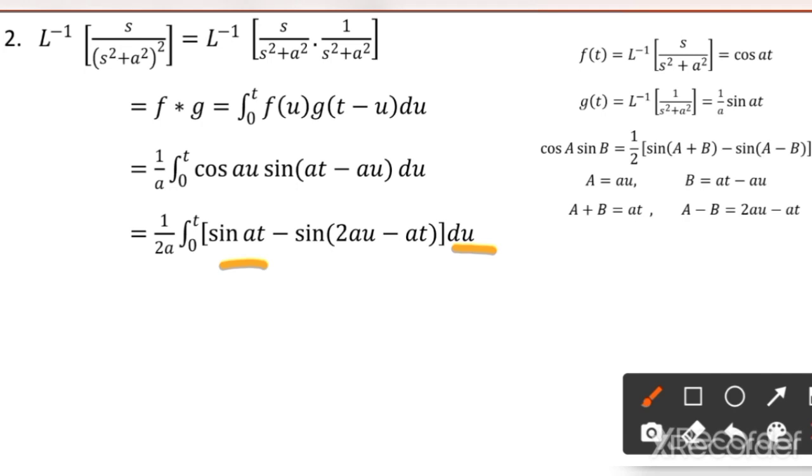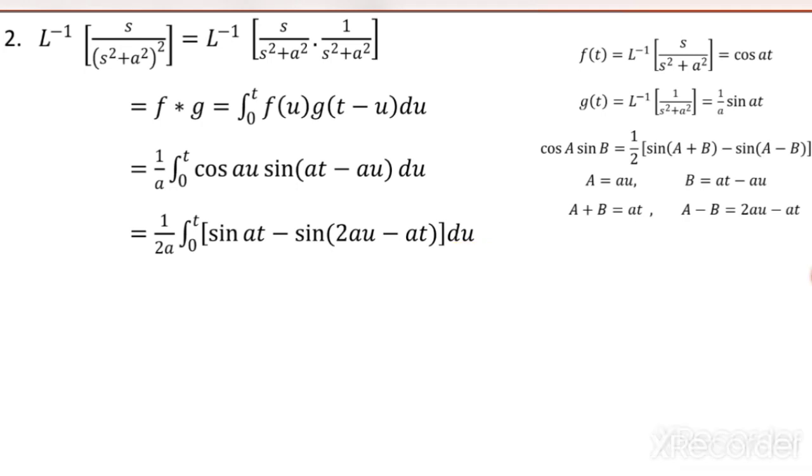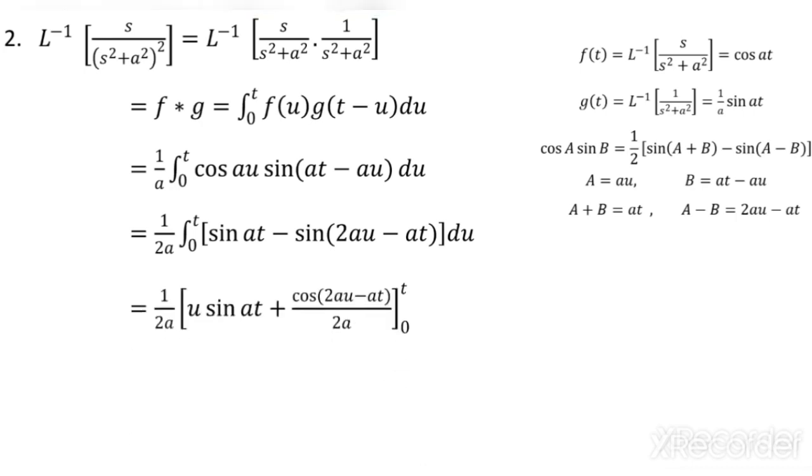The second one is cos of 2au minus at. Sorry, integral of sine is minus cos, so minus cos of 2au minus at divided by 2a, but outside I have minus, so minus of minus is plus cos of 2au minus at by 2a. So we get 1 over 2a times u sin at plus cos of 2au minus at by 2a.